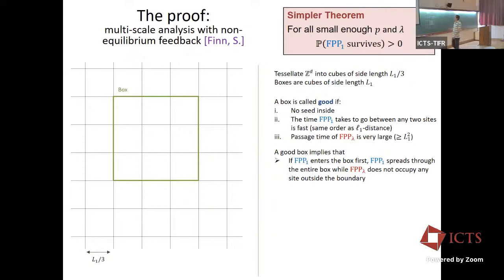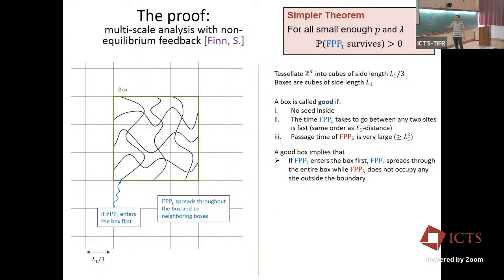Then what I get from a good box is that if I'm lucky enough to see FP1 be the first type to enter this box, suppose it enters from here, the first one to just step on the box, then FP1 can go anywhere in the box because there is no seed inside. It takes time L1 to go between any two points in this box. So in time L1, it goes everywhere in the box. And FP lambda has no time to step inside, because even if it gets to the boundary from outside, it cannot jump inside because this takes time L1 squared.